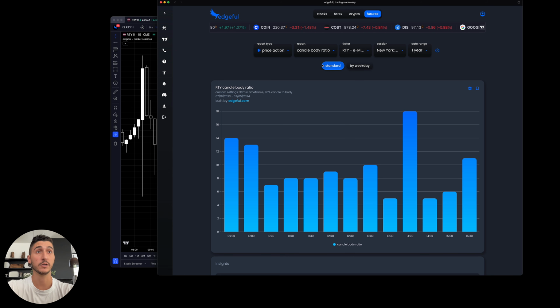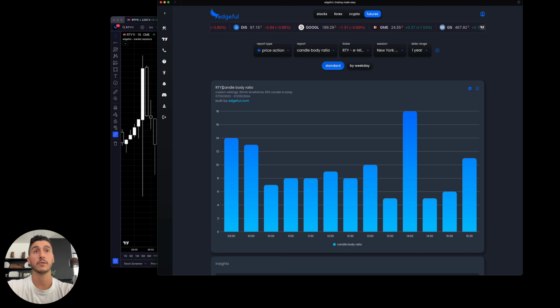So this was a requested report. It's kind of built around the concept of TPO, or time price opportunity, something you guys might know as market profile. But I'm going to be looking at the Russell 2000 futures. I'm looking at the New York session in the trailing 1 year.